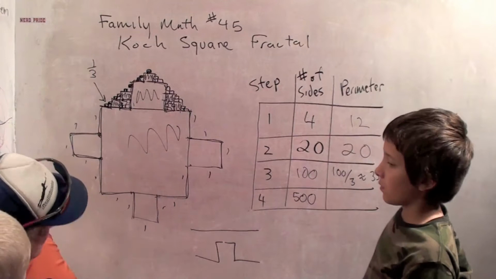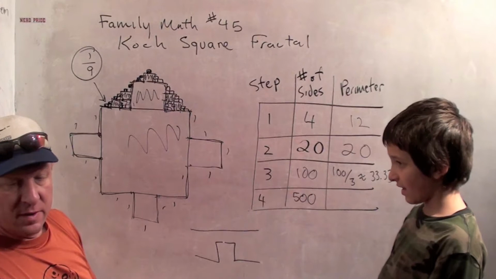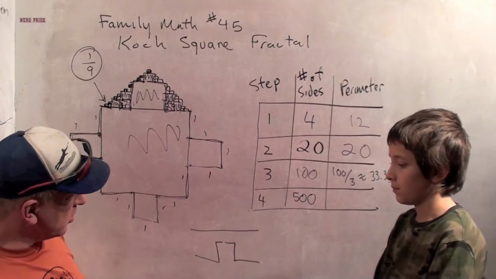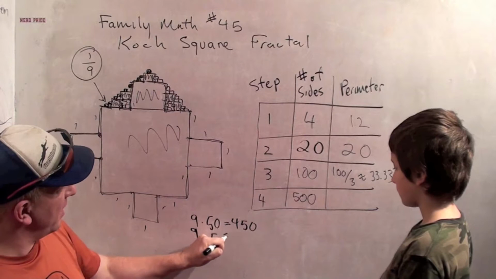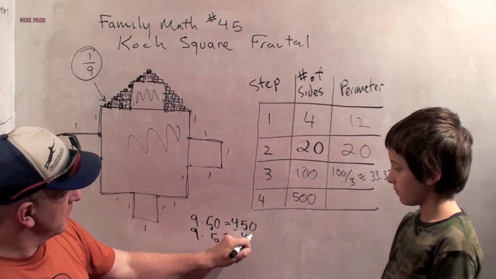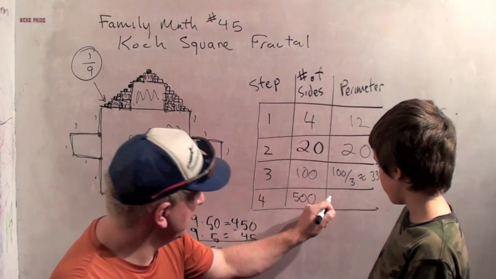1/9. 1/9. Okay, so what's the perimeter now? It's 500 ninths. 500 ninths. Whoa. Well, 500 ninths, we know 9 times 50 is 450, right? Yep. And we know 9 times 5 is 45. So 9 times 55 is 495, right? Yeah.